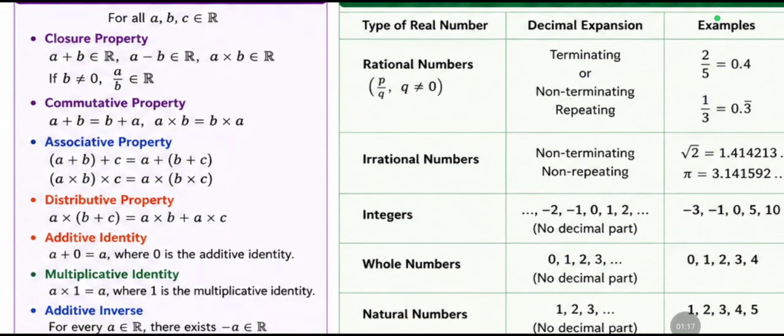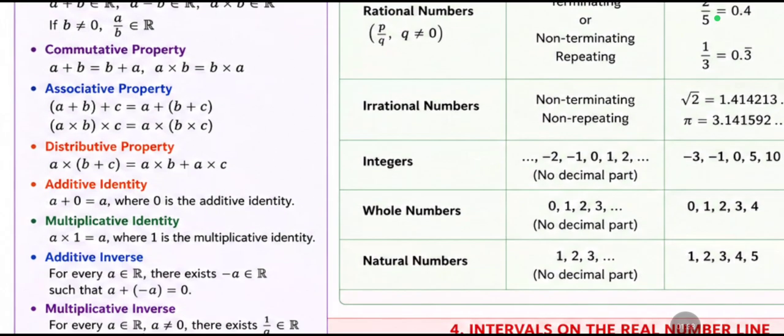Second one, commutative property. Commutative means the sum of two numbers is equal in any order. That means a plus b equals b plus a. Similarly, the product also: a into b equals b into a. These two are applicable for real numbers for the commutative property.